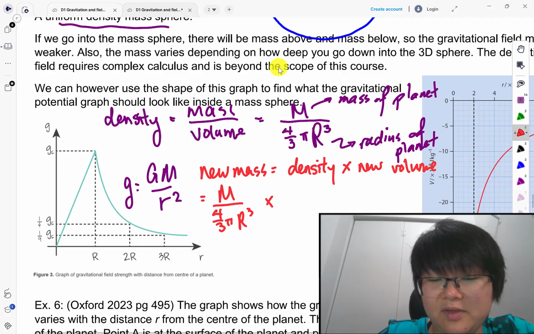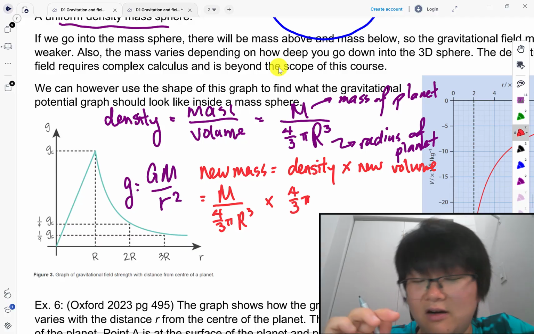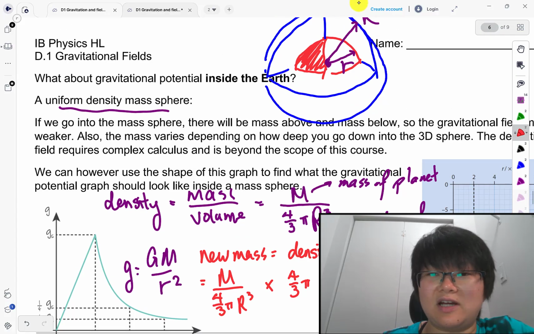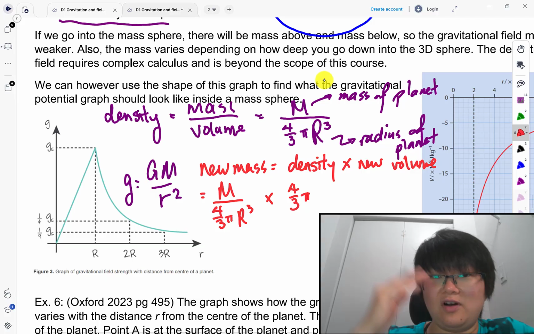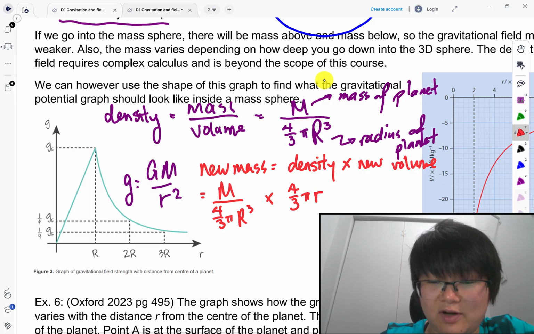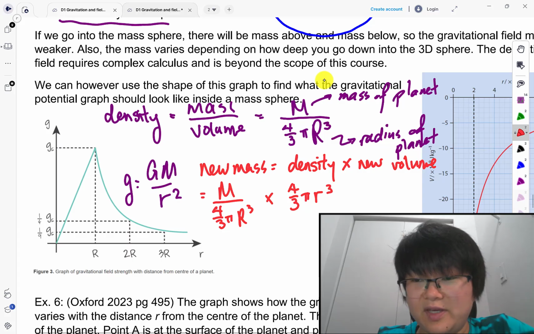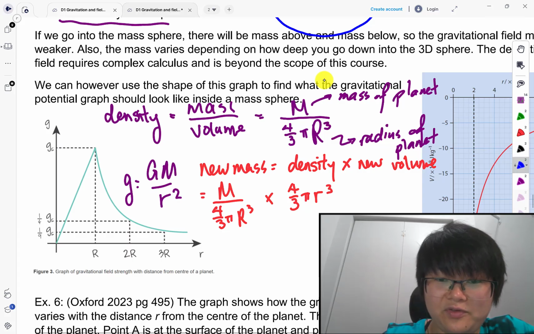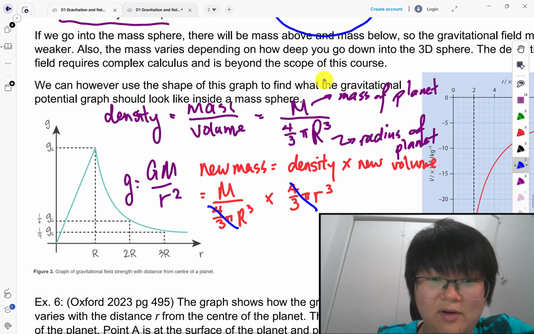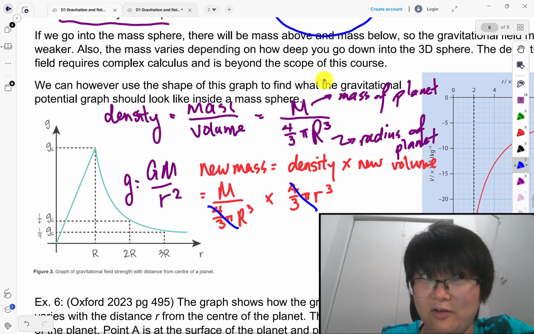And the new volume is also a sphere. So the equation for a sphere is 4 over 3 pi, but this time the r is a small r according to this diagram, which is just a radius from the center of the Earth to wherever that piece of mass is that we're trying to find the gravitational field for. So we get this as the new mass. A few things do cancel, including 4 over 3 pi. And you know what? Maybe you might try to do the rest of this, because now you know the mass, right?